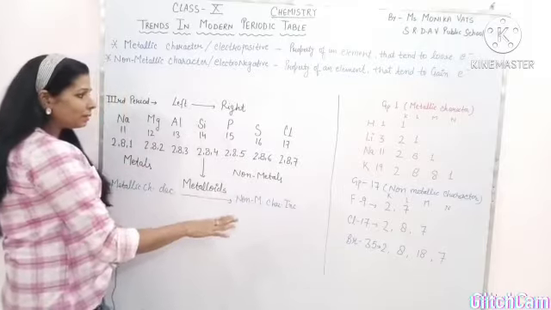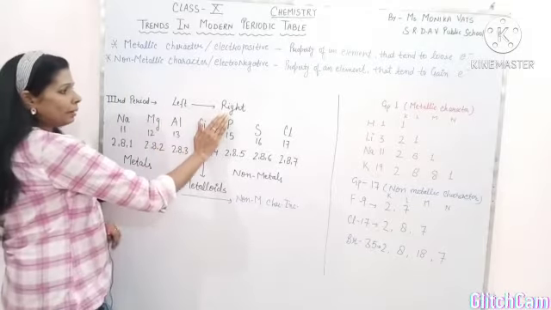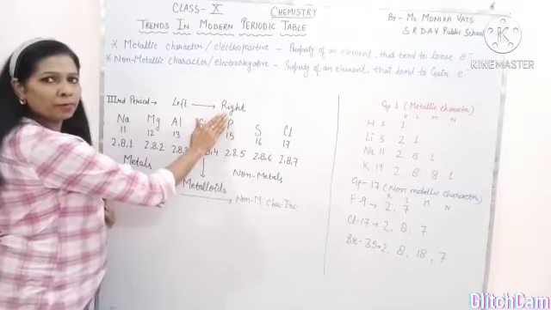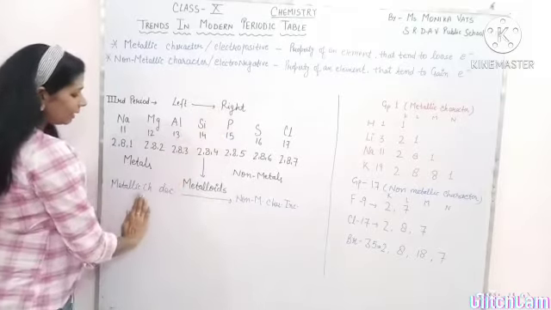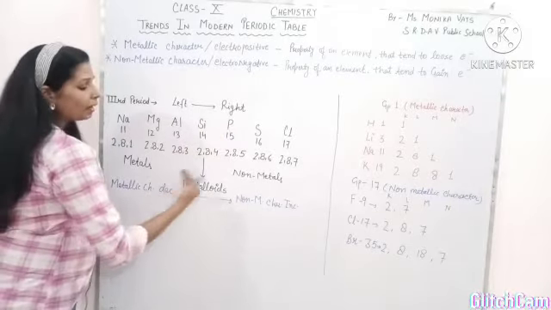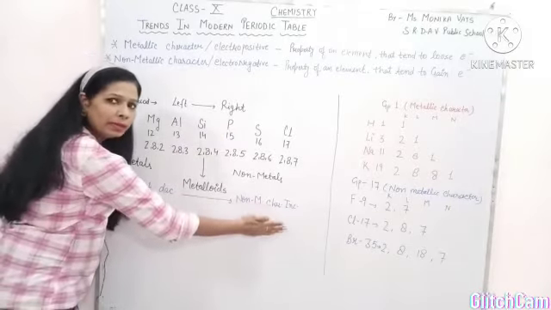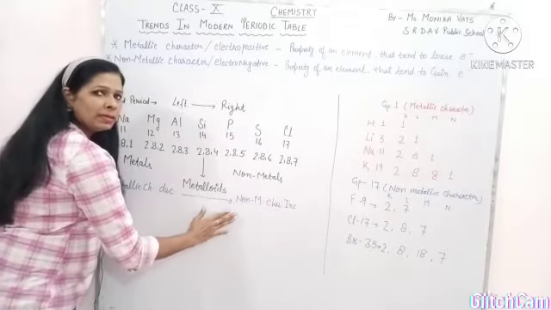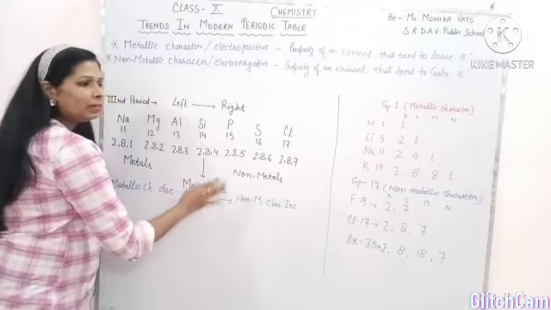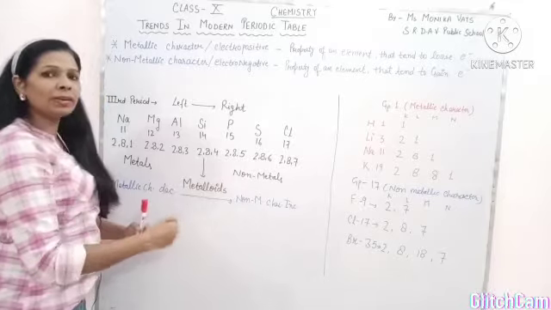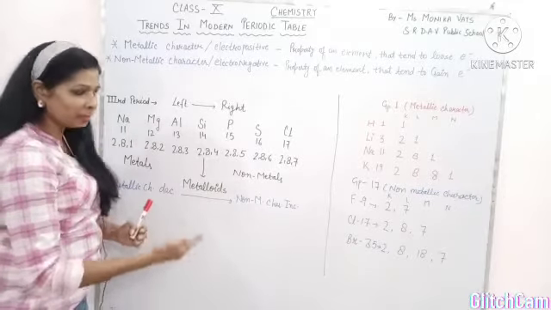So finally we can say that in a period, when we are moving from left to right, metallic character decreases and non-metallic character increases. It is due to increase in the effective nuclear charge, क्योंकि nuclear charge increase हो रहा है, so that's why.